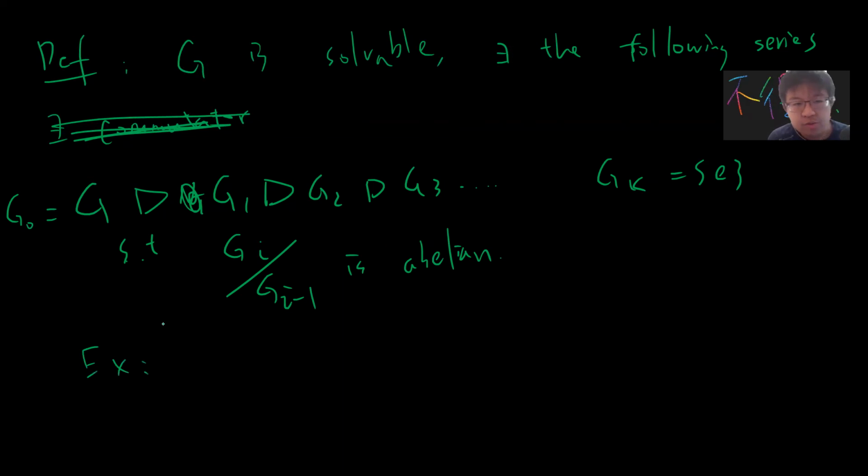The trivial example is when your group G is abelian. If G is abelian, then G is solvable.